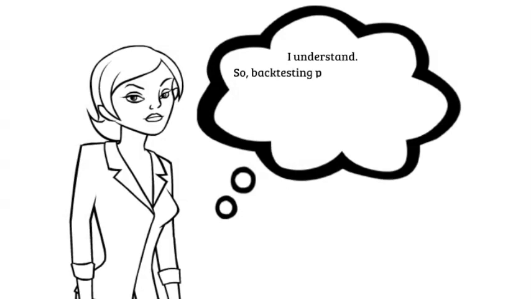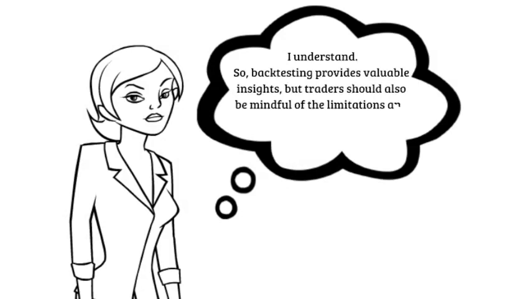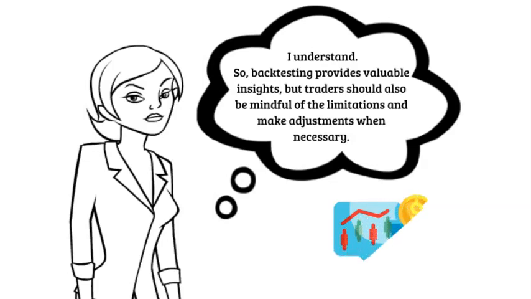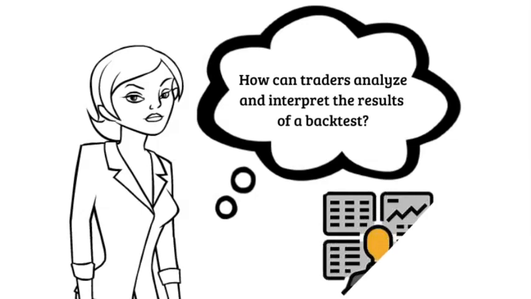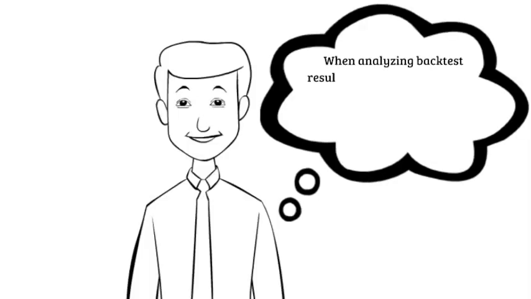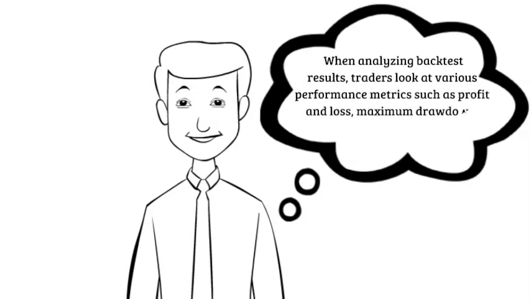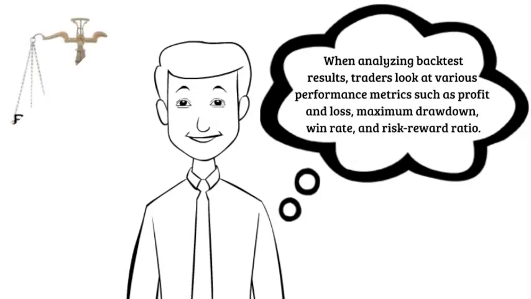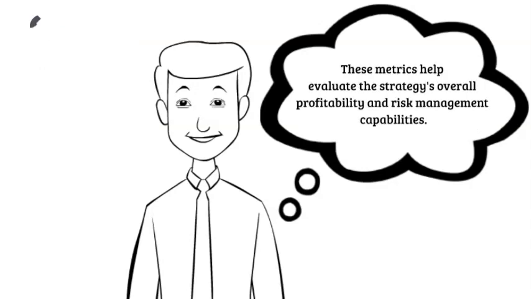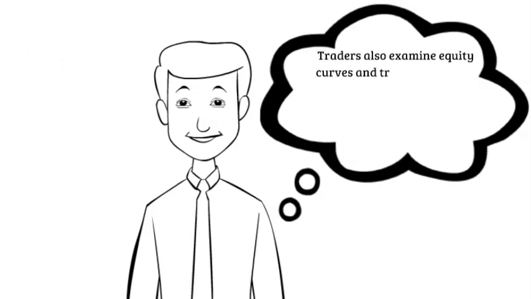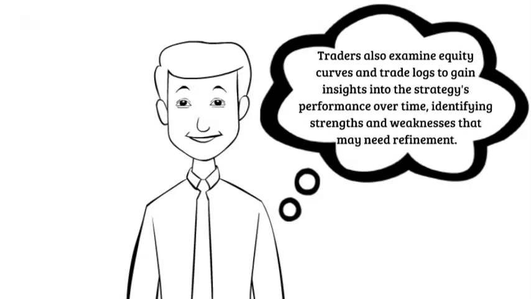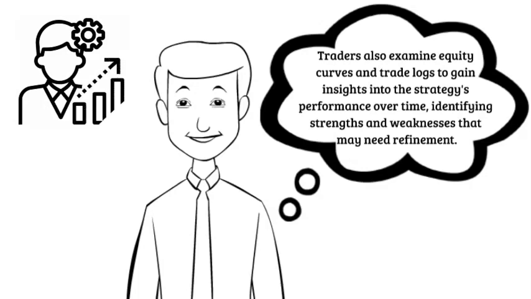I understand. So, backtesting provides valuable insights, but traders should also be mindful of the limitations and make adjustments when necessary. How can traders analyze and interpret the results of a backtest? When analyzing backtest results, traders look at various performance metrics such as profit and loss, maximum drawdown, win rate, and risk-reward ratio. These metrics help evaluate the strategy's overall profitability and risk management capabilities. Traders also examine equity curves and trade logs to gain insights into the strategy's performance over time, identifying strengths and weaknesses that may need refinement.